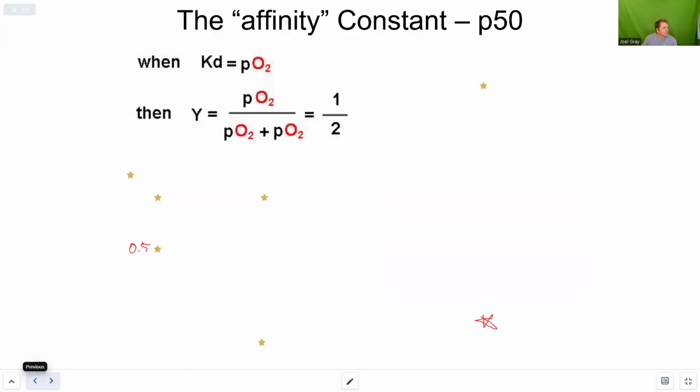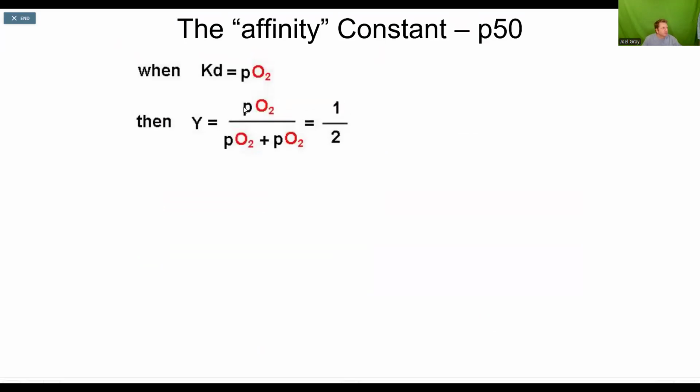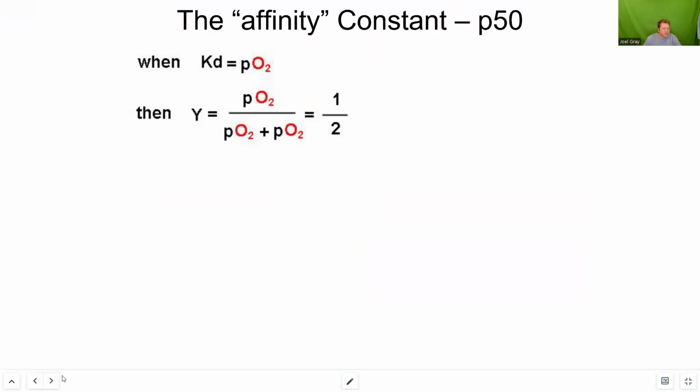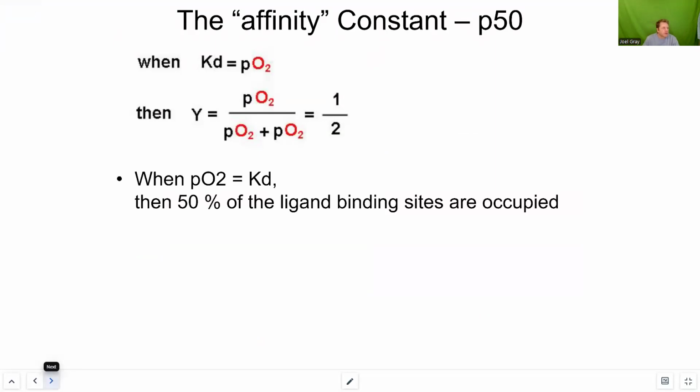or as the cell demands. So we have what is known as an affinity constant, which is really the number that we're most interested in. It's known as a P50. That is where our KD is equal to PO2. That is then where our fractional percent saturation, or Y, is equal to 1/2 effectively. Now, when our PO2 is equal to our KD, then 50% of the ligand binding sites are occupied. Our KD is often called a P50.